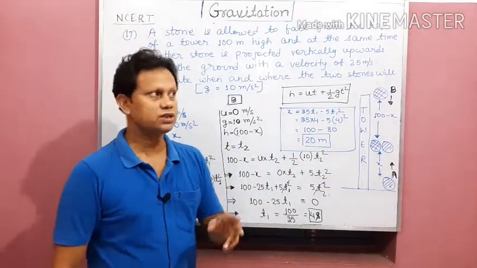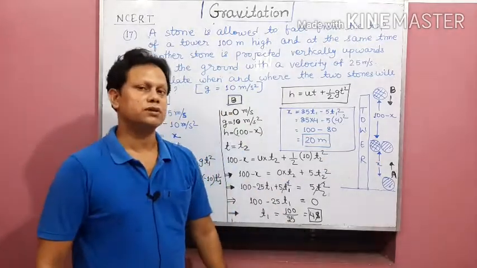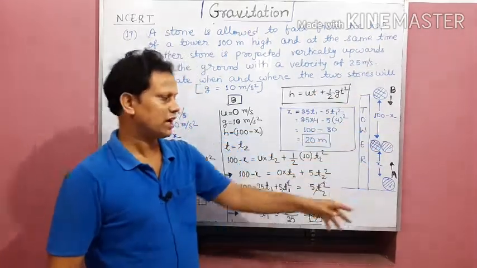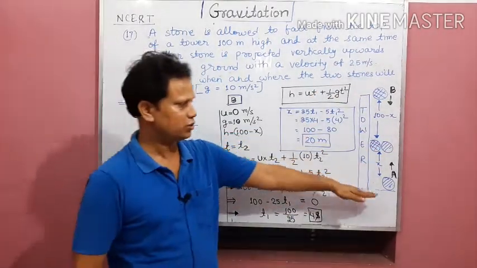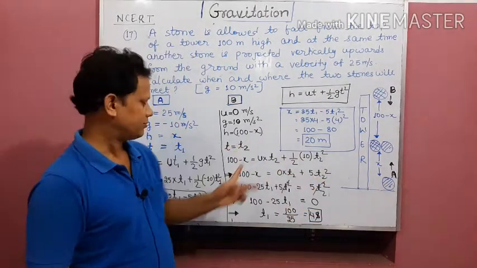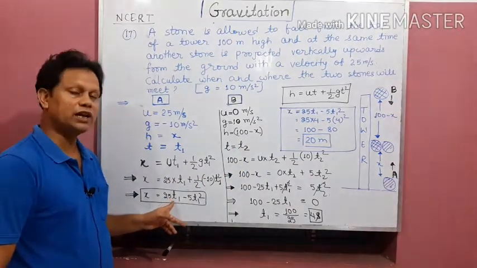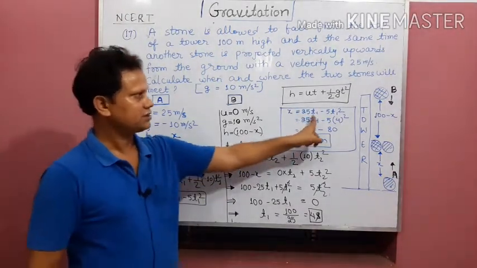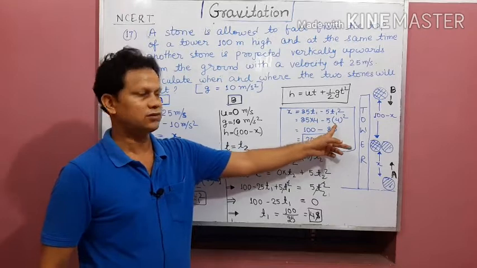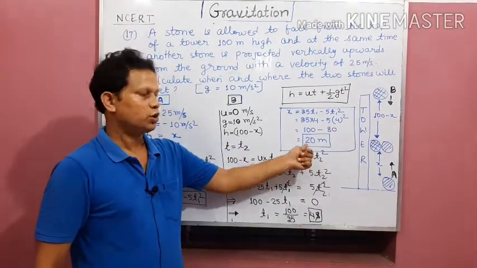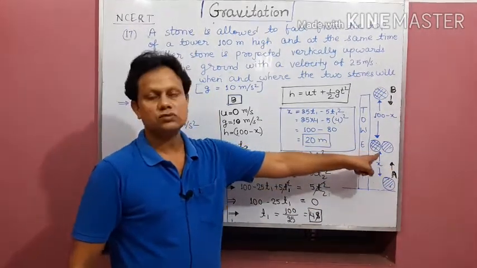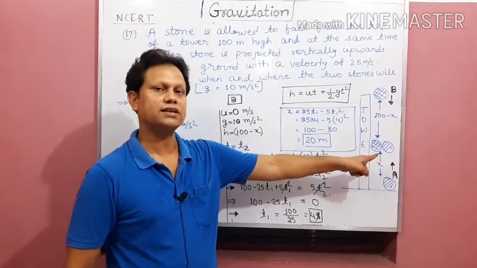Now the other part of the question is where the two stones will meet. You can locate the position either from the earth or from the top. I have taken x, which means I want to show the meeting point with respect to the earth. So for getting x, I use this expression again. Now I know the value of time. So 25 into 4 minus 5 into 4 square, that is 100 minus 80, which gives 20 meters. That means from the ground, stone A has traveled 20 meters and there they are going to meet.